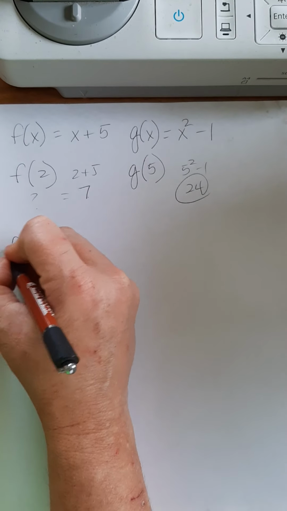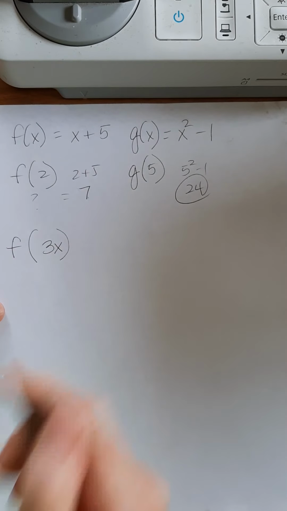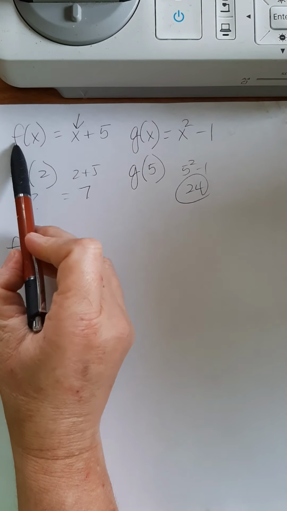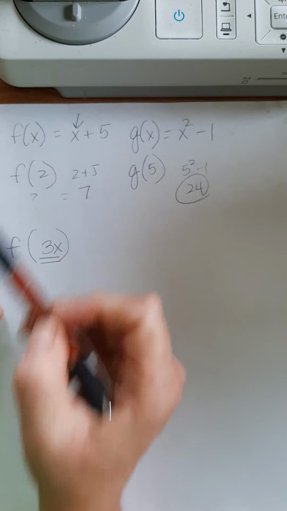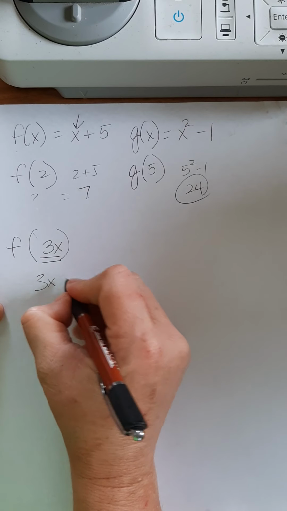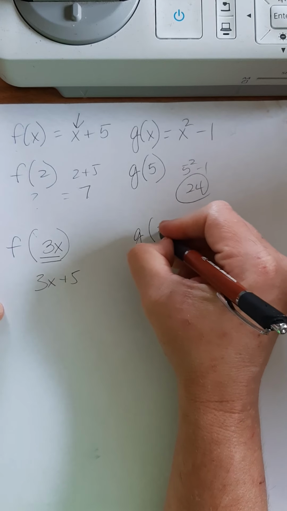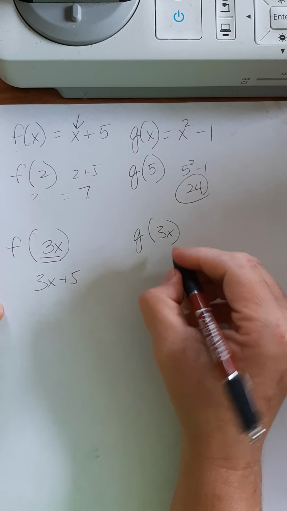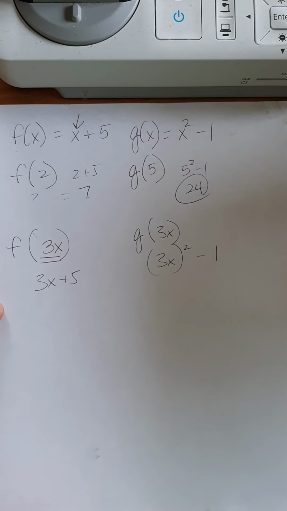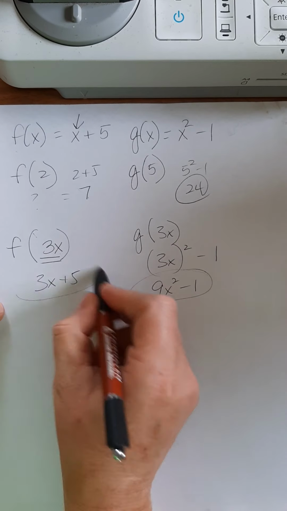What about if they said find f of 3x? That just means literally replace x right there, because this is a function of x. So that tells you x is your variable you're replacing. So if you plugged in this, it would just be 3x plus 5. Now notice how if I did g of 3x, that would be (3x) squared minus 1. So 9x squared minus 1.